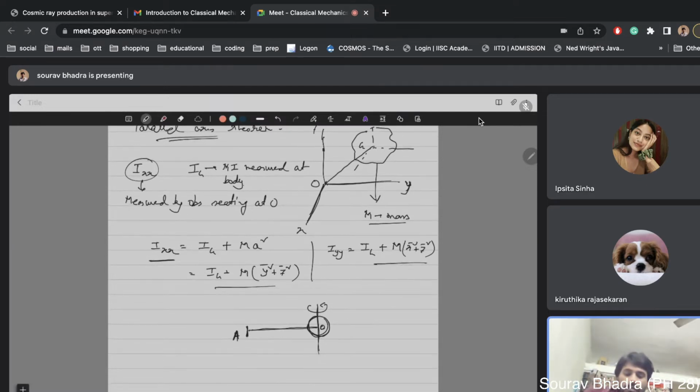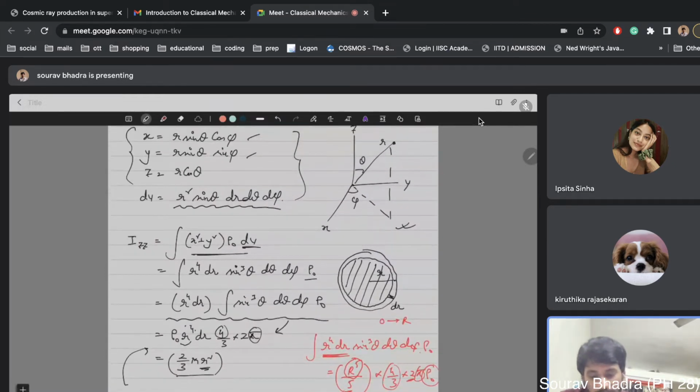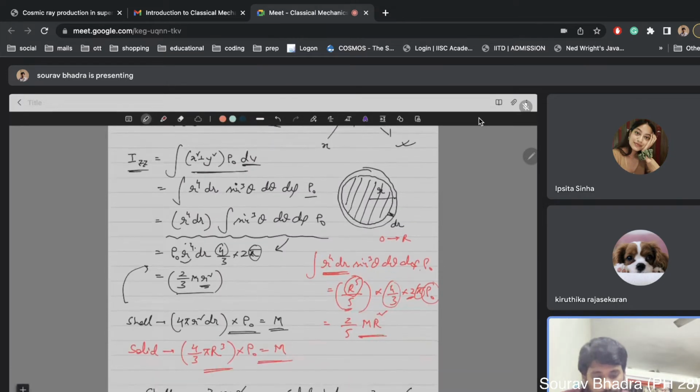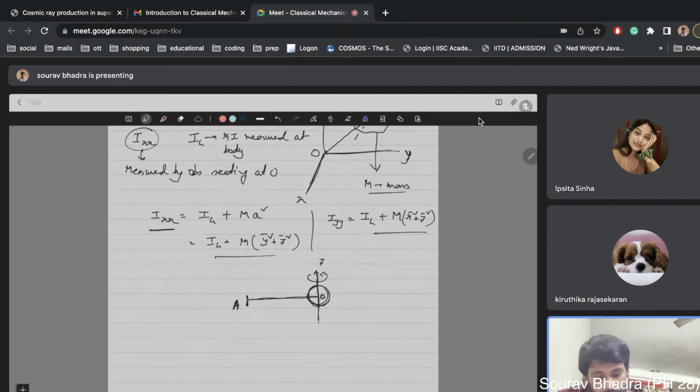Okay, now you can see, let us say this is the z axis. Just now I calculated for a sphere rotating around the z axis: Izz for a sphere is 2/5 m r square when it is rotating around the z axis, which is the body axis. So this particular ball-like system has a moment of inertia 2/5 m r square with respect to the Oz axis.